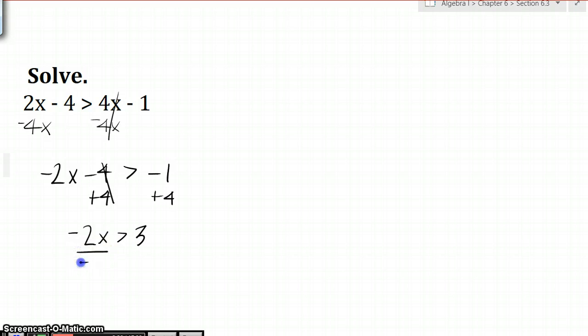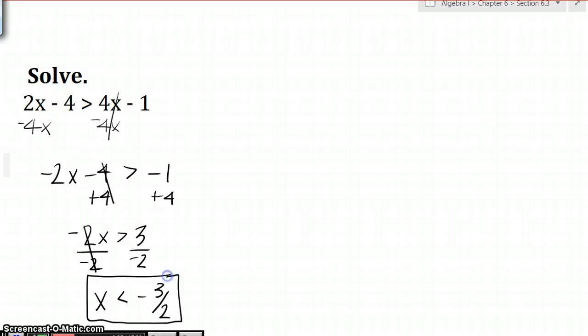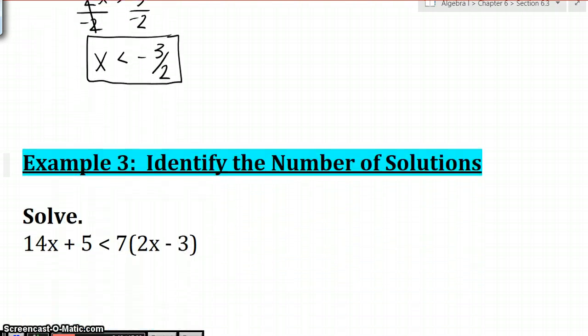Now last step is to divide both sides by negative 2 to get x by itself. And you see we divided by a negative number, so I need to flip my sign, and then my answer is, you can leave it as a fraction, negative 3/2. So anytime you multiply or divide by a negative, you have to flip your sign. That's the big important thing.